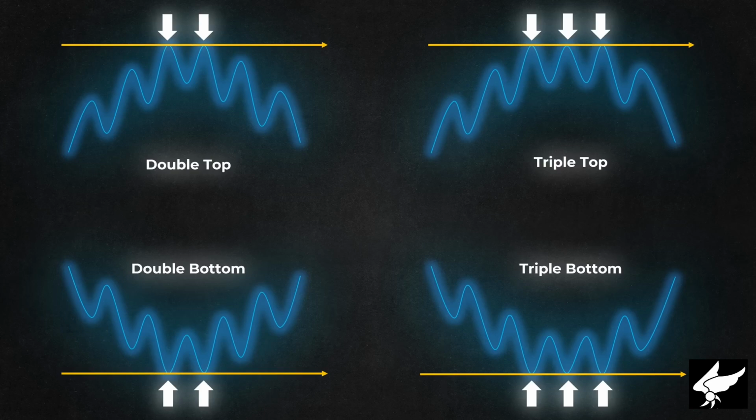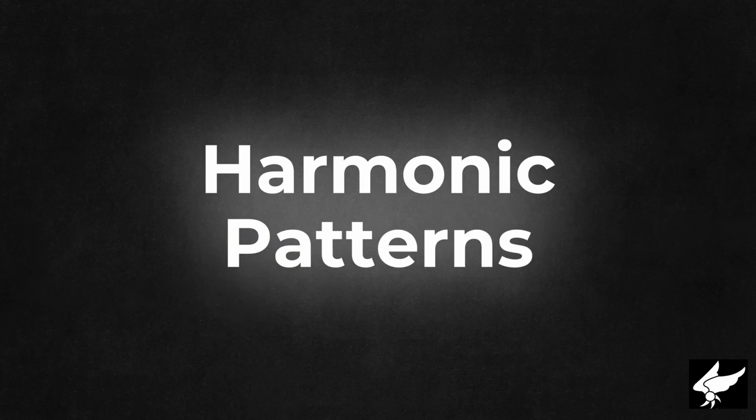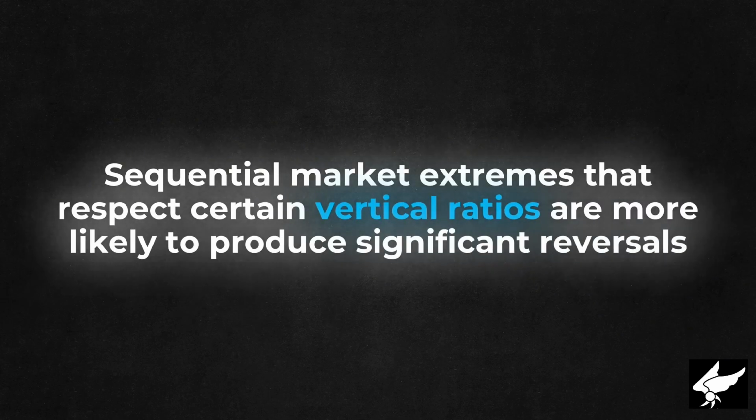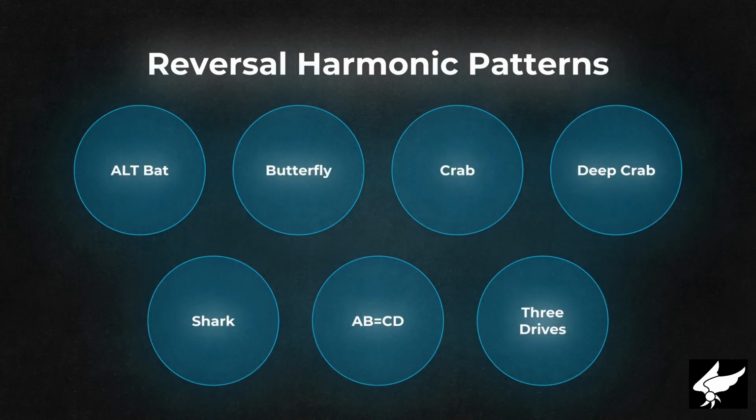Along the lines of chart patterns, we also have harmonic patterns, which are a little more challenging to see for the beginner, but they can yield interesting results. Harmonic patterns take simple high and low patterns and provide a sort of roadmap for their occurrence. According to the theory, the reversals tend to be more likely when sequential market extremes respect certain vertical ratios. Certain harmonic patterns tend to occur more in the continuation of a trend, and certain harmonic patterns tend to occur more at reversals. For example, the alt bat, the butterfly, the crab, the deep crab, the shark, the AB equals CD, and the three drives can all yield interesting results at the end of a trend.